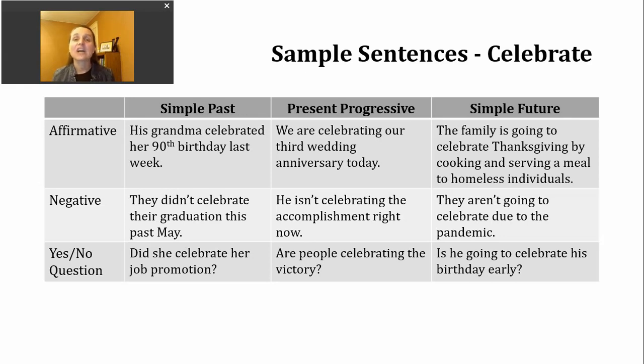Next, let's take a look at present progressive. We use this verb tense to talk about an action that is in progress or an action that is happening now. To make an affirmative sentence in the present progressive, we're going to use a present form of be, that's am, is, or are, and then the ing or progressive form of the verb. Let's take a look at an affirmative example. We are celebrating our 3rd wedding anniversary today.